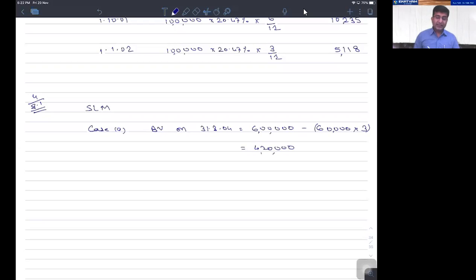Correct. And the sale value is 4,50,000. So profit on sale will be equal to 4,50,000 less book value, that is 4,20,000. That comes to rupees 30,000. Is it right?